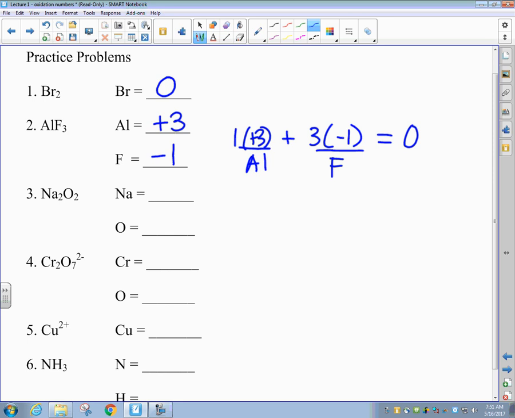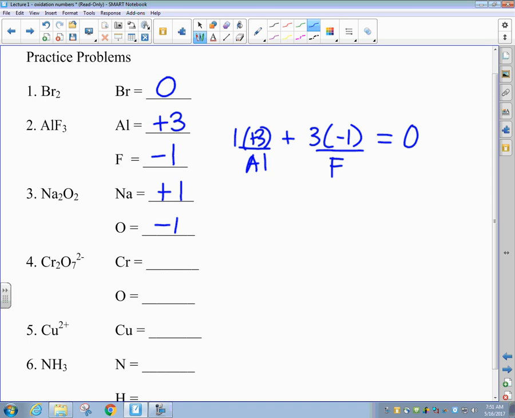Number 3, I recognize right away that I have an alkali metal combined with oxygen in a 2:2 ratio. So I recognize this is peroxide, which is a special state for oxygen. Oxygen has a -1 charge, and sodium, being an alkali metal, only has an oxidation state of +1. So sodium will always be +1.